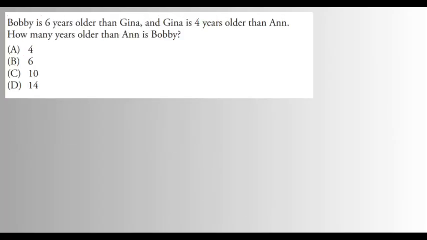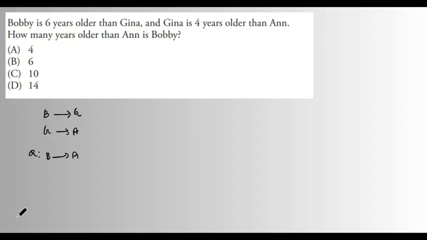So for the next question, we are having Bobby is 6 years older than Gina. So Bobby's age is connected with Gina's, and Gina is 4 years older than Anne. So Gina's age is connected with Anne's age. And the question says, how many years older than Anne is Bobby? The question is asking us to connect Bobby and Anne. So Gina will be acting as the one link between Bobby and Anne.